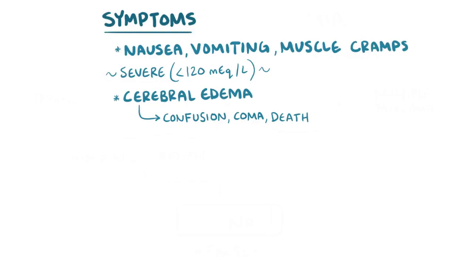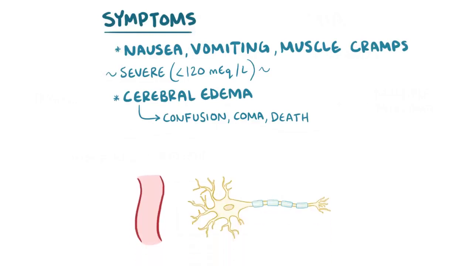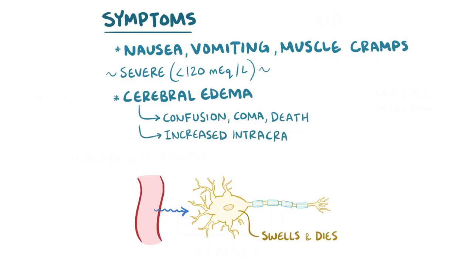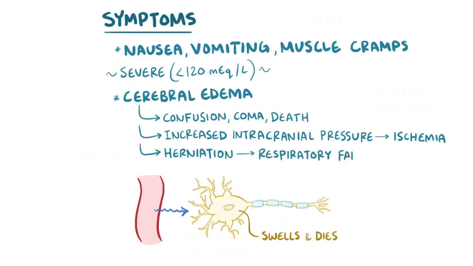The cerebral edema results from water shifting from the extracellular compartment to the intracellular compartment, causing the cells in the central nervous system to swell up and get damaged or die. It can also cause increased intracranial pressure, which can squash the blood vessels heading in and out of the brain, causing ischemia, as well as possible brain herniation, which can damage the respiratory centers in the brain and cause respiratory failure.